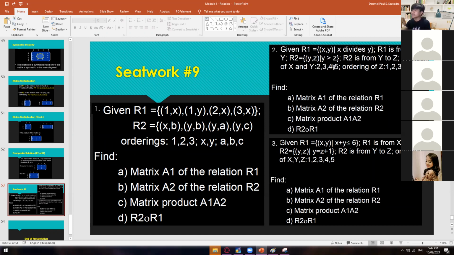So basically in here, the relation is not yet given. So you have to find the set of ordered pairs of relation 1 and the set of ordered pairs of relation 2, and then find the matrix A1 and the matrix A2, then their product, and then their composite relation. So similar with this one, the ordered pair relations are not yet given, so you have to find their set of ordered pairs, then find the matrices A1, A2, then A1 times A2, and then the composite relation.